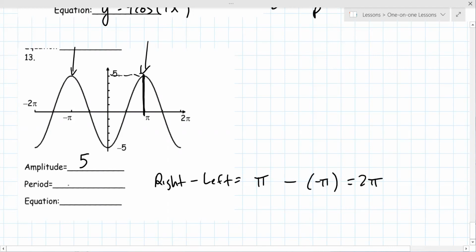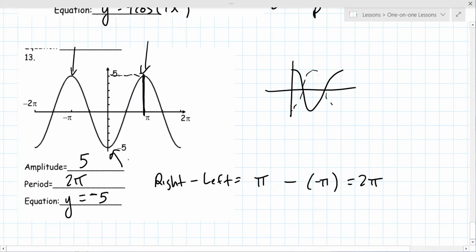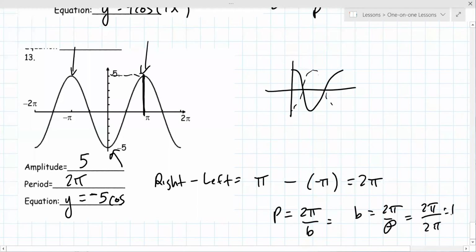So your equation is y equals, now it's normally the amplitude, but see how it starts, cosine usually starts high and goes low. Well, this one starts low and goes high. That's a negative in front. The negative was what causes it to start down there. Cosine, and then it's b. So period equals 2 pi over b. B equals 2 pi over the period. So it's 2 pi over 2 pi, which is 1. So it's cosine 1x there. Sounds good.